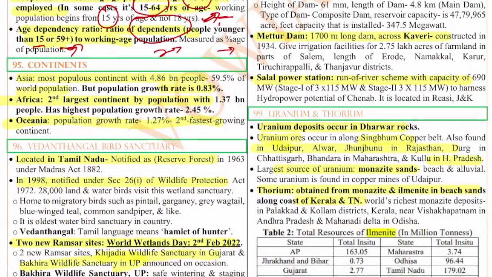Next, the 95th question is on the continents. Asia is the largest and most populous continent with 4.86 billion people, and Africa is the second largest continent by population with 1.37 billion. It is also the second largest continent by area. Next, Oceania, whose population growth rate is about 1.27%, is the second fastest growing continent.